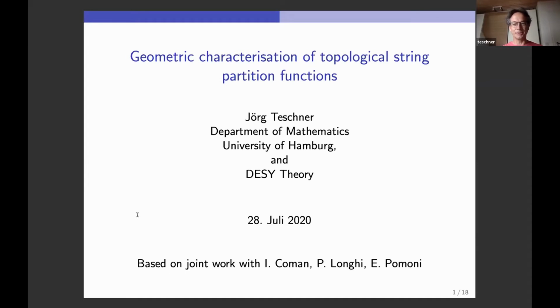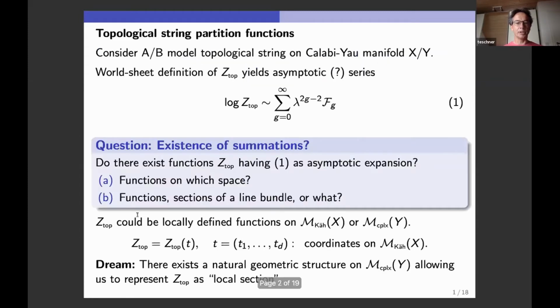Thanks very much for the introduction, and thanks to the organizers for setting up the conference in such a nice way under unusual and in some respects probably difficult conditions. What I want to talk about is joint work with Joanna Koman, Pietro Longhi, and Eli Pomuni. So let me jump right into the problem.